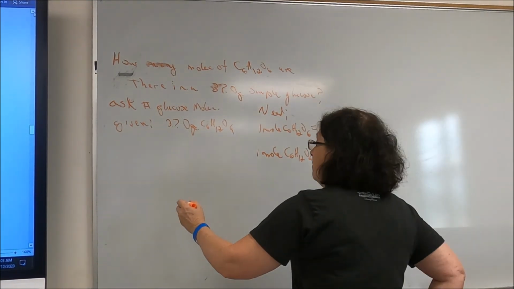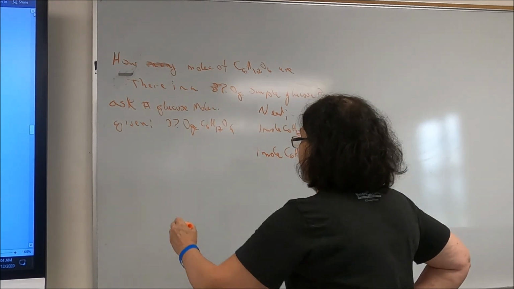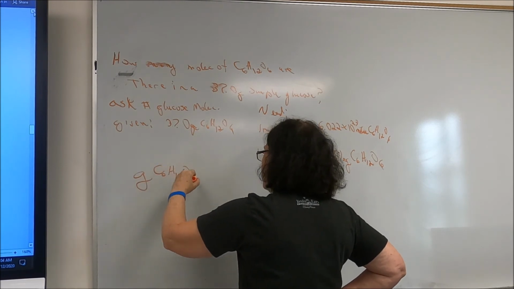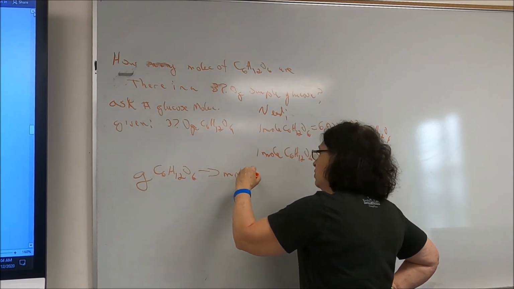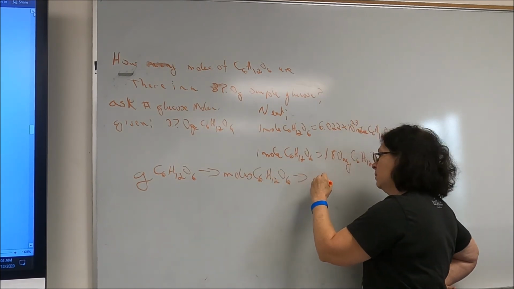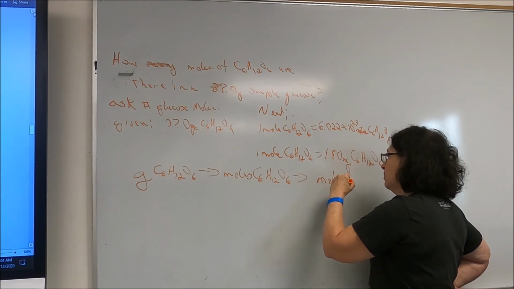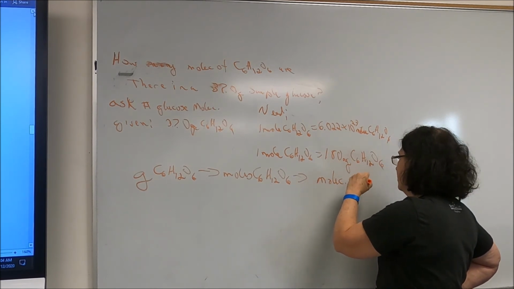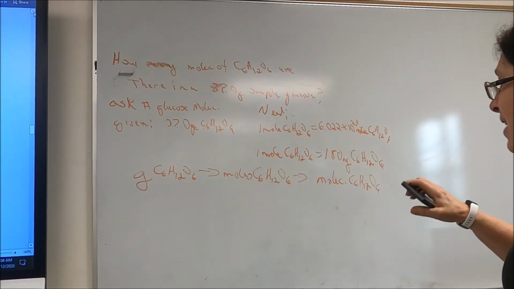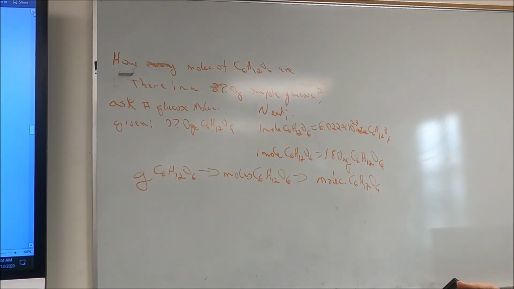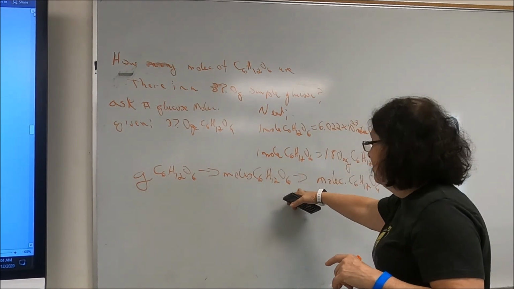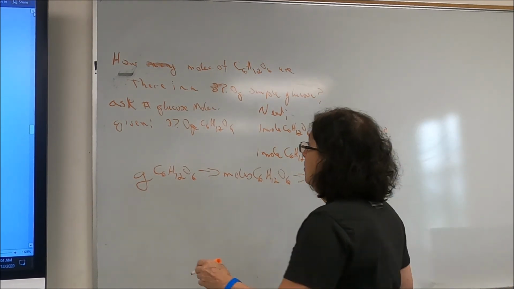Okay? So, if we think about our islands, I'm going to go grams of glucose to moles of glucose to molecules of glucose. Now guys, when I'm solving problems, I like to write this out so I'm very clear on the steps that I'm going to follow. So this is going to require molar mass, and this is going to require Avogadro's number.